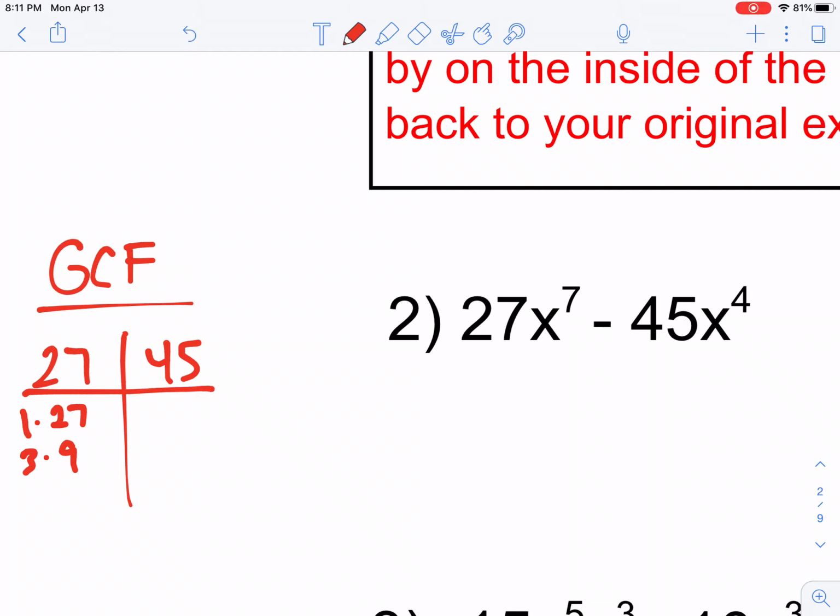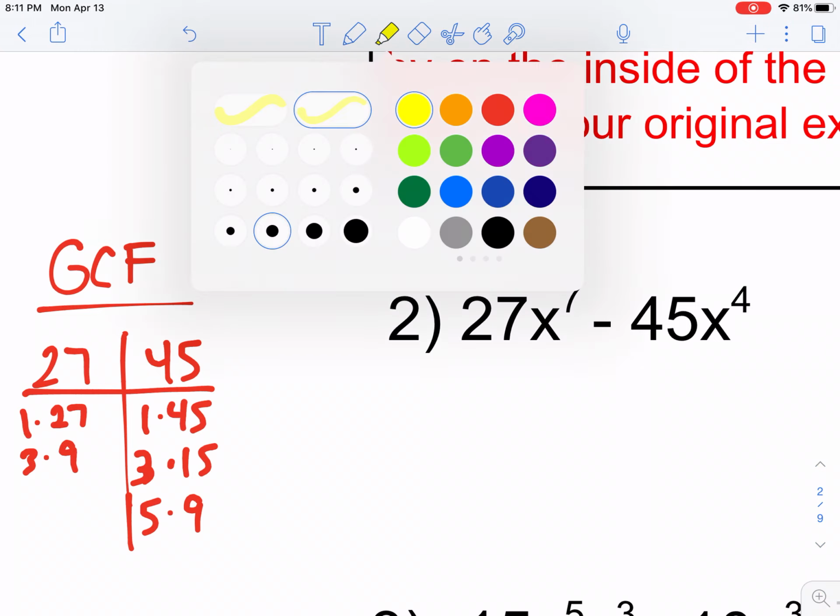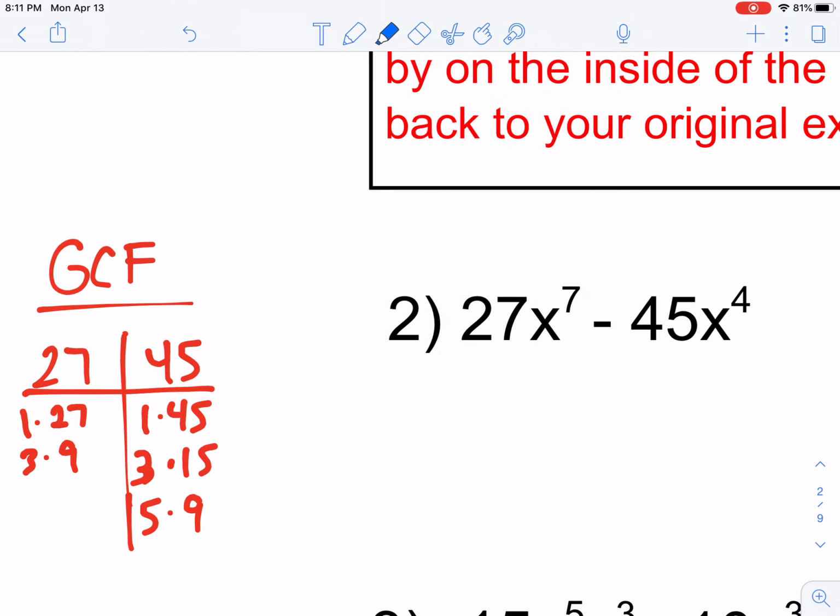So 27 is 1 and 27 or 3 and 9. That's it. 45 is 1 times 45 and 3 times 15 and 5 times 9. Those are the only factors of 45. Now, which one is the highest, the greatest that they both have in common? So the greatest number they both have in common would be the 9s, right? So that's the GCF of 27 and 45. It's 9.